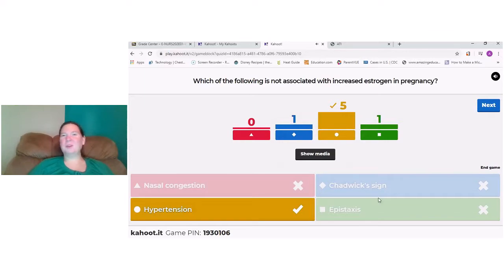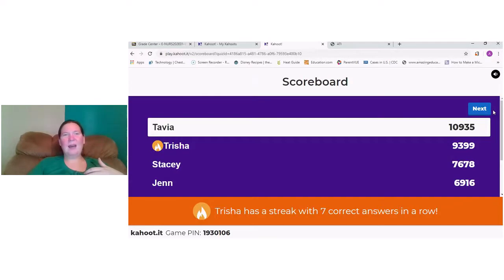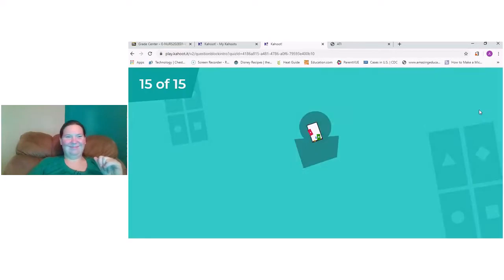Good job. Hypertension has absolutely nothing to do with it. Nasal congestion, Chadwick's sign, epistaxis, all of those are related to increased estrogen. Because of estrogen's effects on increased blood flow and increased vascular congestion to pull more blood to the uterus so that the uterus can grow more rapidly, it also causes this increased vascular congestion throughout the body, including in the upper airway and in the vaginal area. Vaginal. Oh my gosh, what did I just say? Sorry.